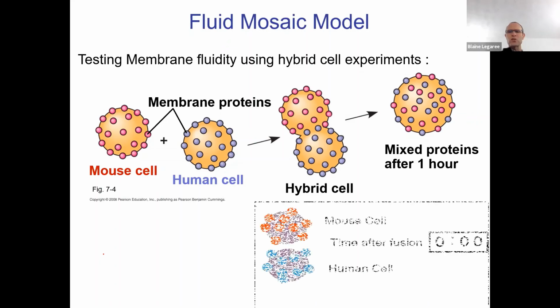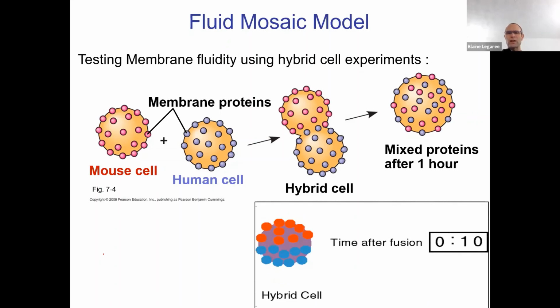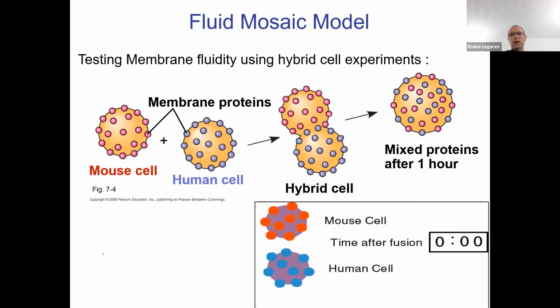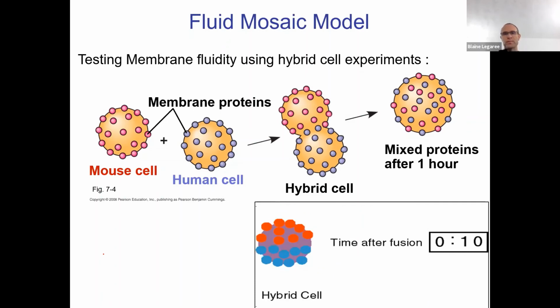I have a little animation here. I'll show you the animation. It's pretty low tech, but you can see the whole process happening. Those embedded proteins are moving around like little icebergs in an ocean, right, an ocean of phospholipids.